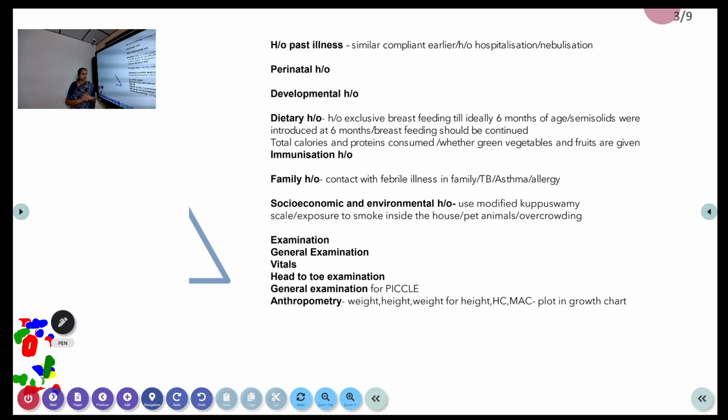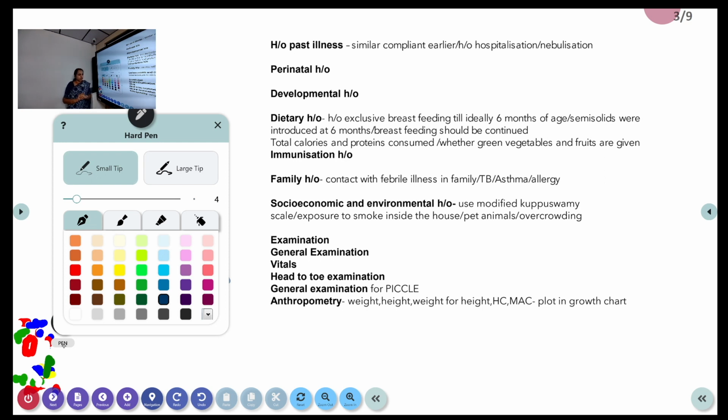So is this child sick looking, or is the child active and alert, not sick looking? Like that you have to put a general comment. After that you go to the vital signs. When you go to the vital signs, you will take the pulse rate, respiratory rate, temperature and blood pressure.